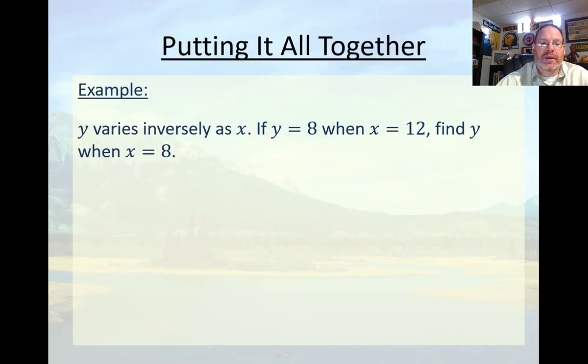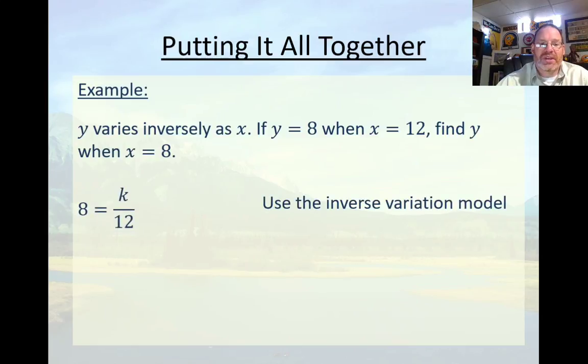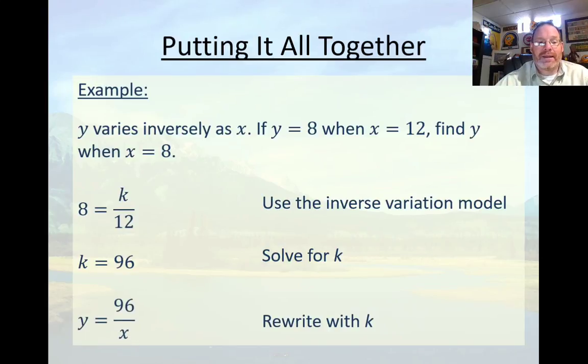All right, so what do we got here? We got y varies inversely, which is y equals k over x. We need to solve for k. And then we need to rewrite the equation with that value of k in it. So y equals 96 over x. That is our model. That's not what they're asking for, but we needed the model in order to do the next part, which is figure out what y is if x equals 8.